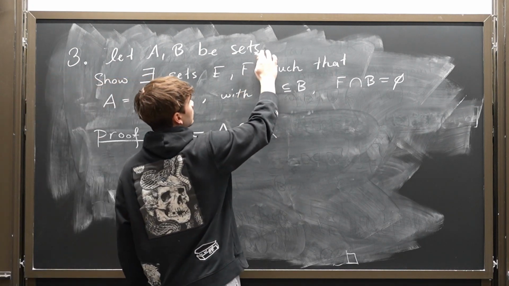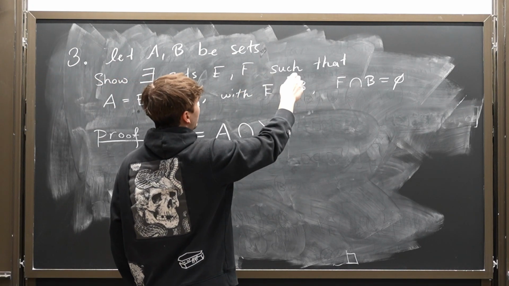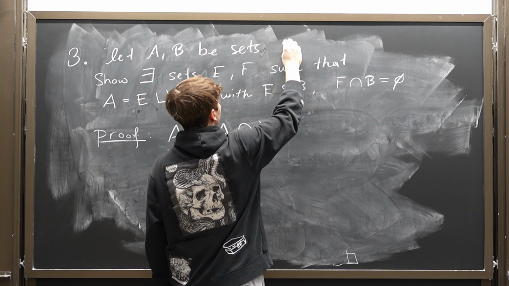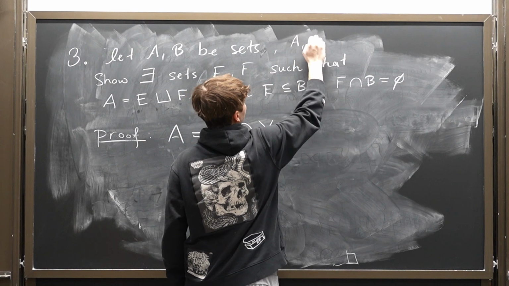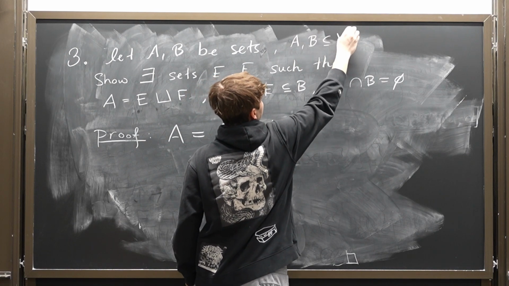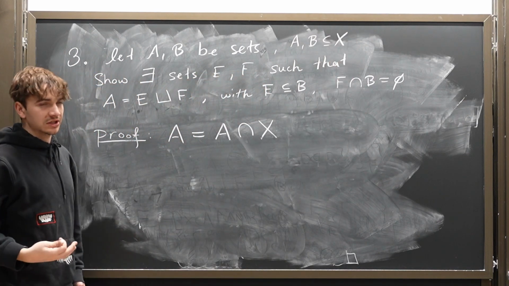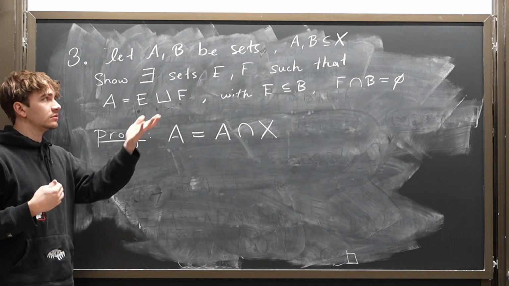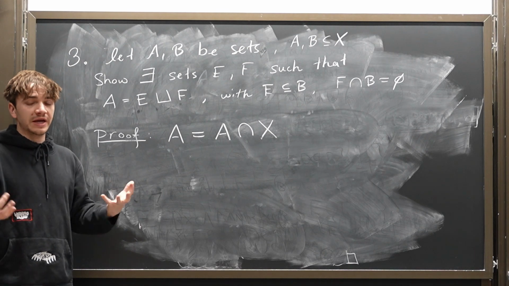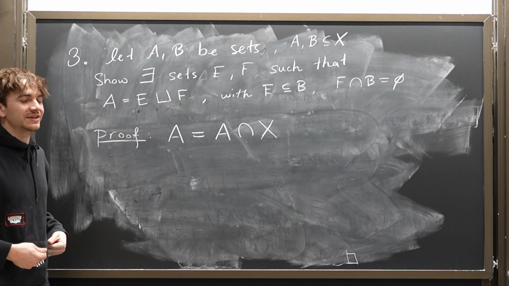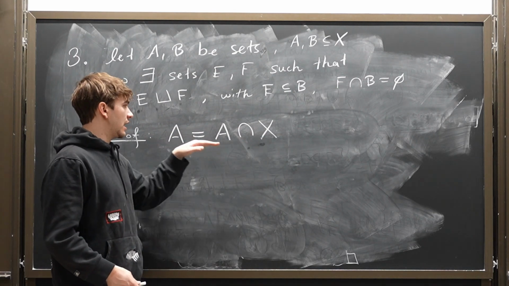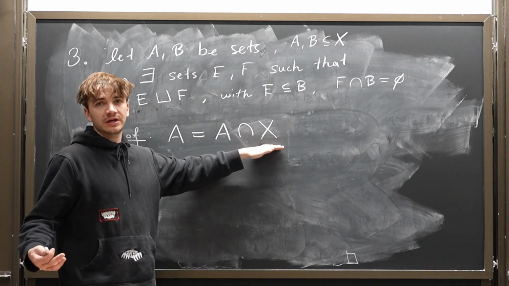Okay? So let's say A and B are sets, with A and B being subsets of a larger space X. This is implicitly assumed in the problem. If A and B are not both subsets of a space X, then we really have nothing to talk about here. Okay? So X is our total space. I have A as A intersect the total space. Okay?